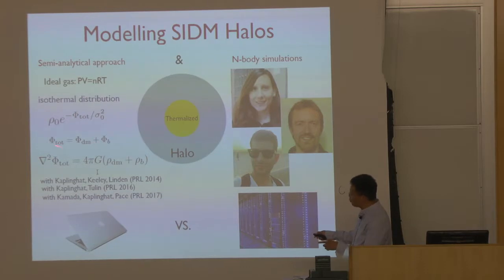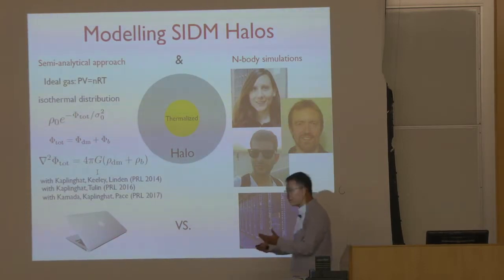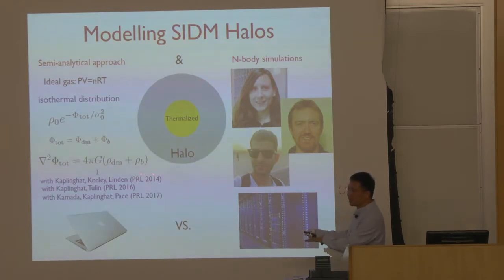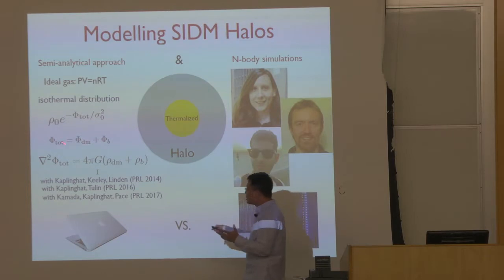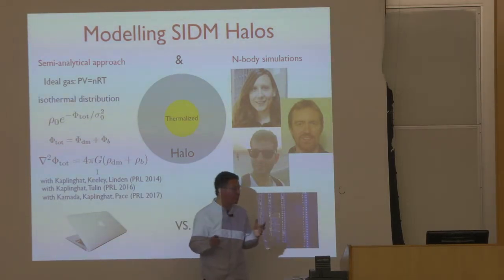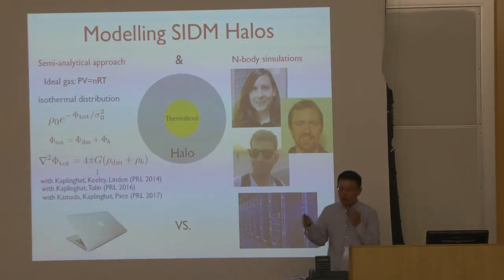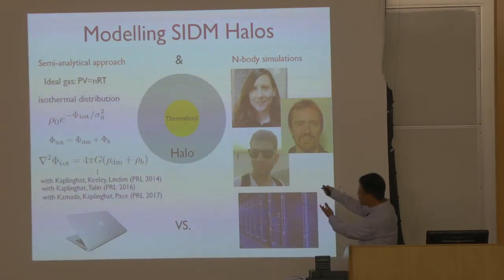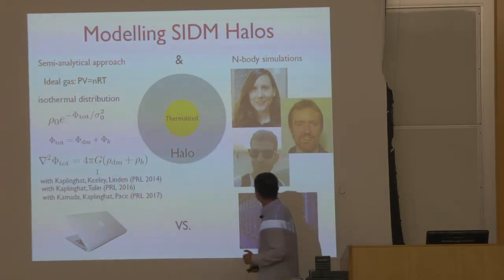The total potential is equal to the dark matter potential plus the baryon potential. And you can relate the potential to the matter distribution. This is Poisson's equation, right? This is one equation we use to describe the galaxy. If you talk to simulators, no one will believe you. Like we have a hardcore simulator, Laura, who doesn't believe it.